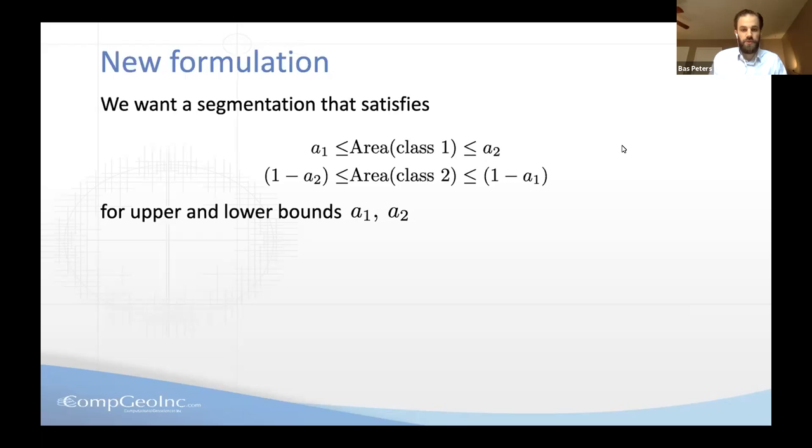So I'll just show what my proposal is. First, we can think of the area of a certain class. Class one would be that bear and class two would be the background. If we have some bounds on the size of an object, then if we have two classes, the bounds of course relate as one minus the other bound for the second class. And A1, A2 are just scalar upper and lower bounds on the size of the object.